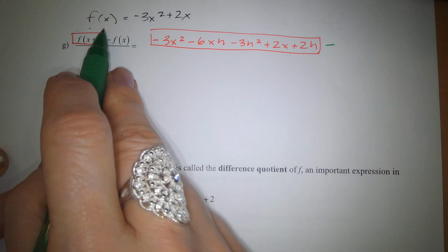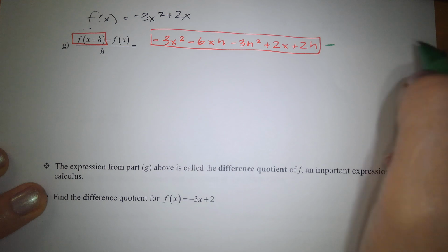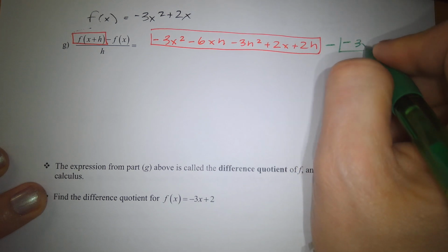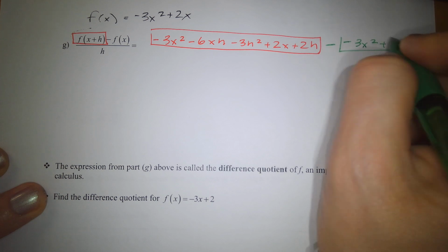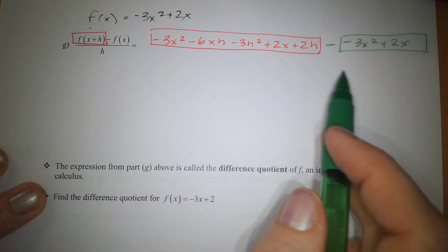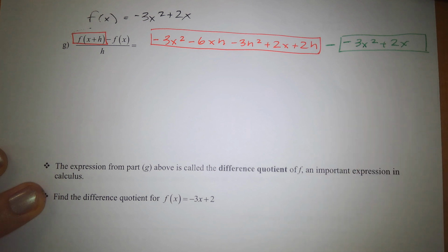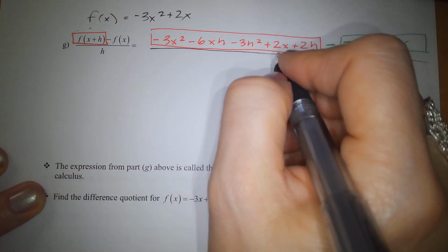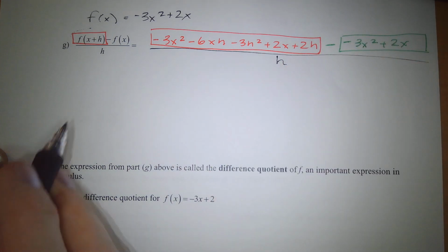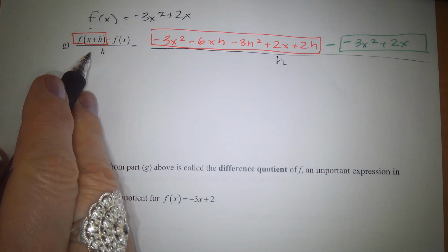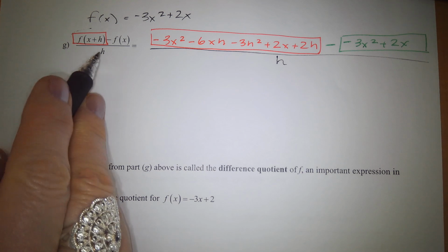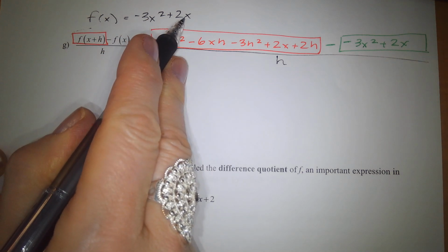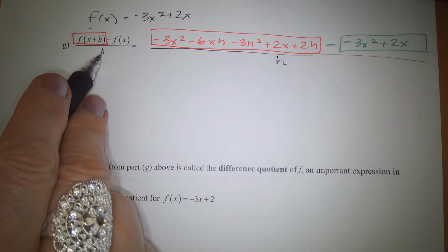Recall from the previous page, f of x was simply equal to negative 3x squared plus 2x. So this is my whole numerator. Then we're going to divide all of that simply by h. It is not f of h. F of h would mean something different. F of h would say plug h into all of the x's in the original function. This simply just says h.